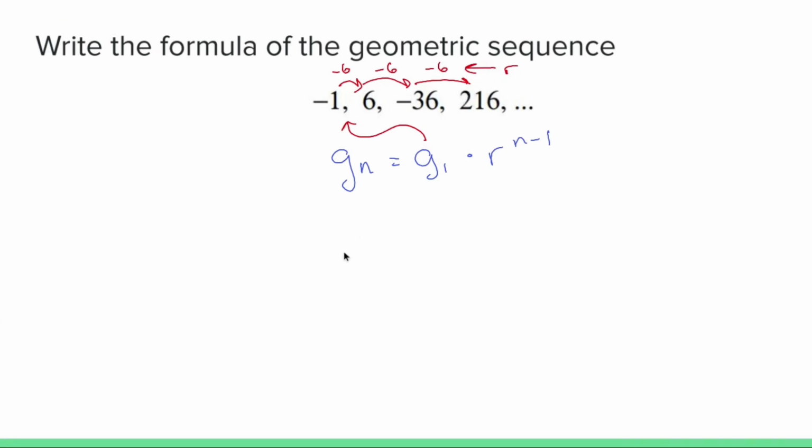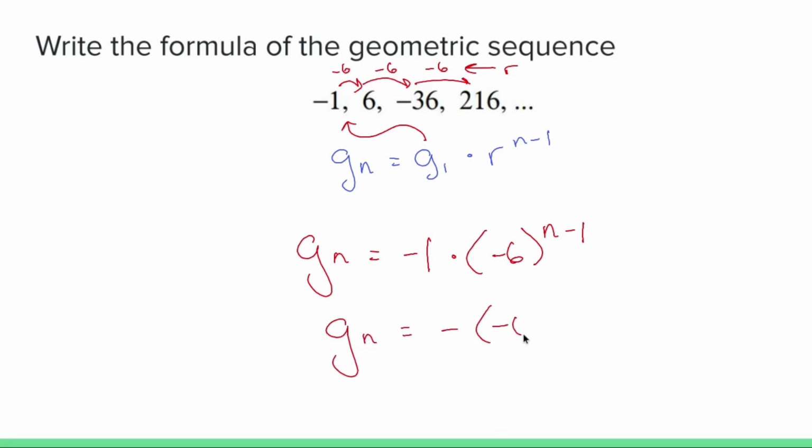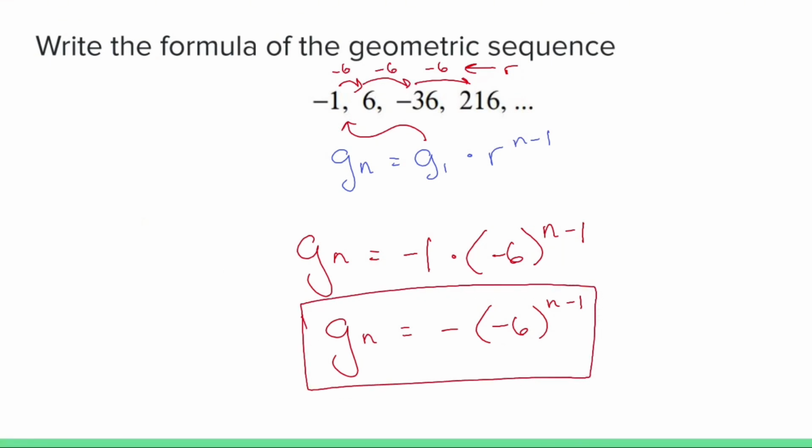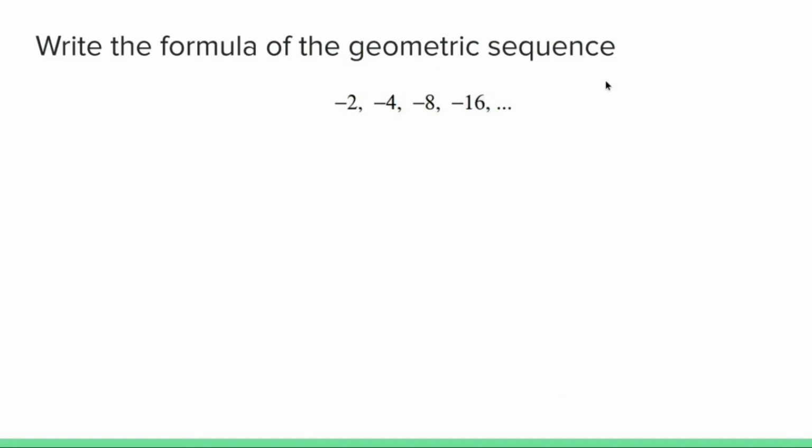Okay, so from this information, we have enough that we can write out our formula. G sub n is going to equal negative 1 times, and I'm going to put this in parentheses, negative 6 to the n minus 1. So technically, g sub n equals negative parentheses negative 6 to the n minus 1. Maybe that looks a little bit better. But either way is sufficient. That's what you get.